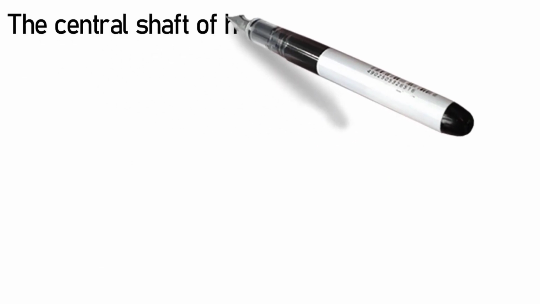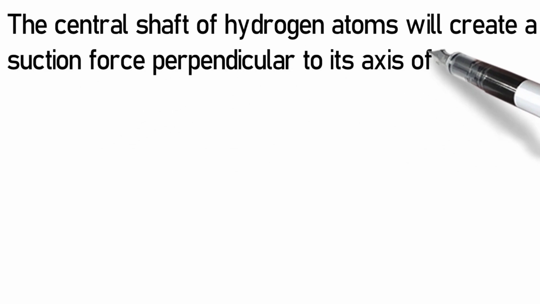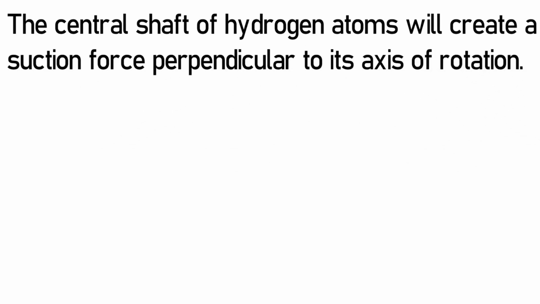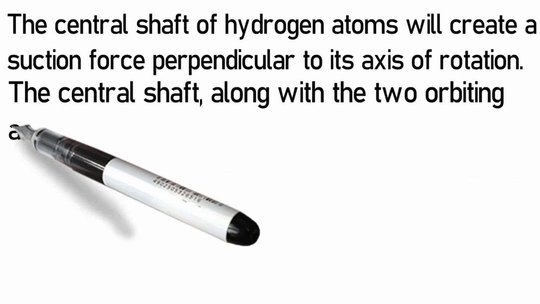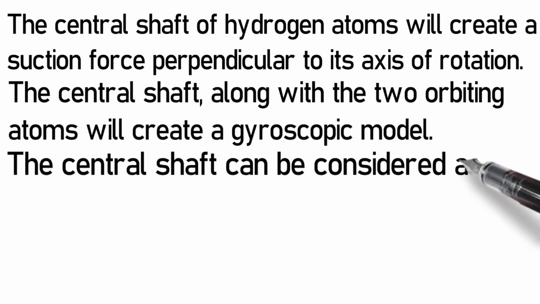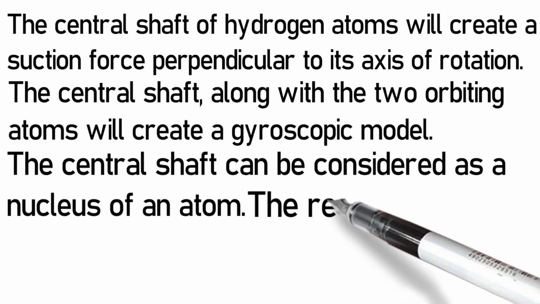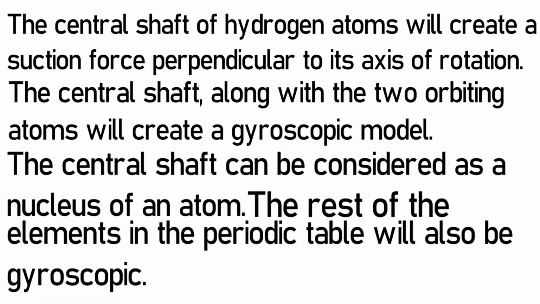The central shaft of hydrogen atoms will create a suction force perpendicular to its axis of rotation. The central shaft, along with the two orbiting atoms, will create a gyroscopic model. The central shaft can be considered as a nucleus of an atom. The rest of the elements in the periodic table will also be gyroscopic.